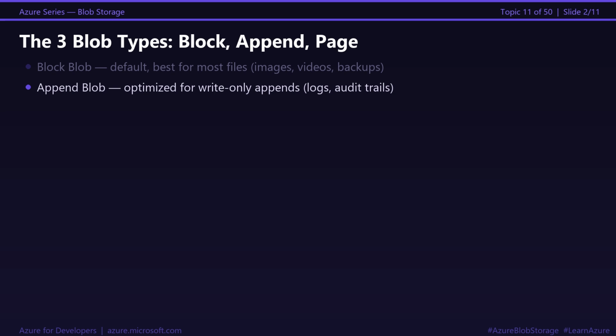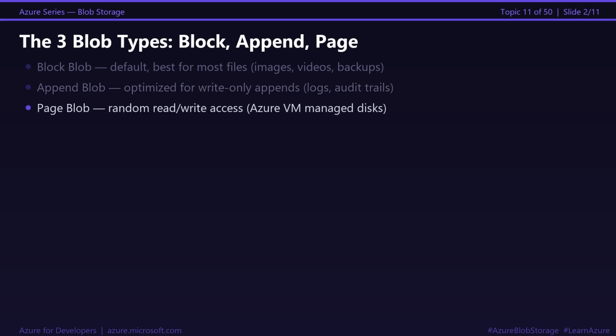Append blobs are specialized for write-once, append-only patterns. You can only add data to the end of an append blob, you cannot modify existing data. This makes them ideal for log files and audit trails where you need a continuous stream of data written sequentially. Writing from multiple clients is safe because Azure serializes append operations. If your application writes logs to Azure Storage, append blobs are the correct choice.